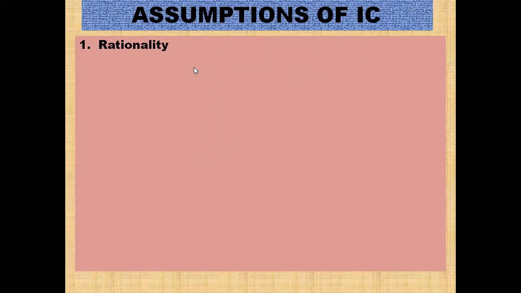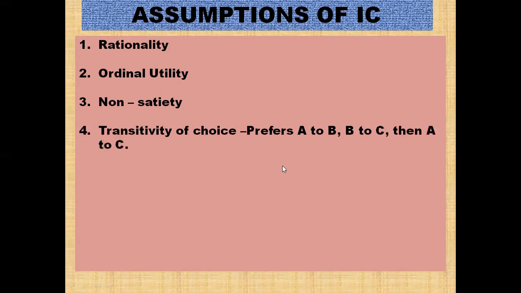The consumer is a rational consumer. Ordinal utility: utility is only ordinally measurable rather than measured in quantitative terms. So that is, utility cannot be measured in quantitative terms. Next is non-satiety. That is, the consumer is not oversupplied with goods. He has not reached the point of saturation. A consumer always prefers a larger amount of goods.